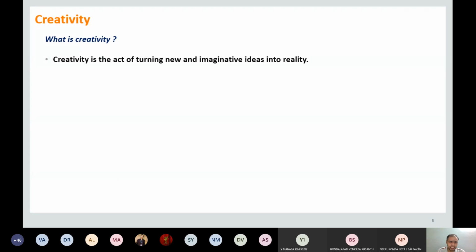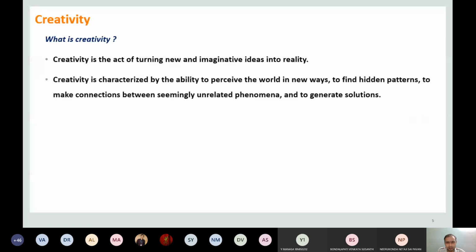Okay, so creativity is turning new or imaginative ideas into reality, right? When we watch some science fiction movies, we feel, wow, how could it be like this? But nowadays we are able to see a lot of things related to this, right? So it is going to be characterized by the world. We don't know how it is going to work, but still it's an imaginary idea, and we can pitch it out and find the possibilities of launching a new product in a market.